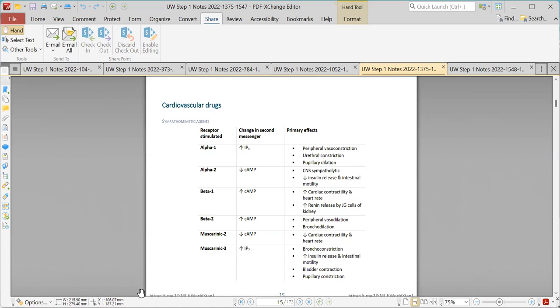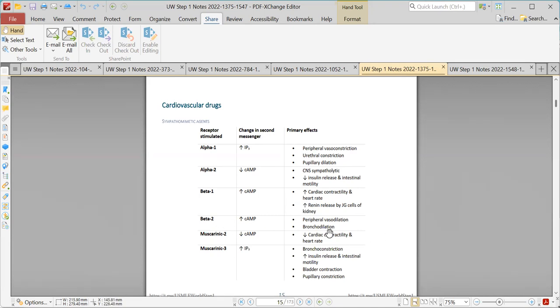These are the cardiovascular drugs, because we should know which drugs act at which areas. So: alpha 1 receptors, alpha 2 receptors, beta 1, beta 2, muscarinic 2, 3. Alpha 1 will cause peripheral vasoconstriction, urethral constriction, and pupillary dilatation. Alpha 2 will cause a decrease in cyclic AMP, a decrease in insulin release, and intestinal motility is also decreased here. Beta 1 is cardio-specific.